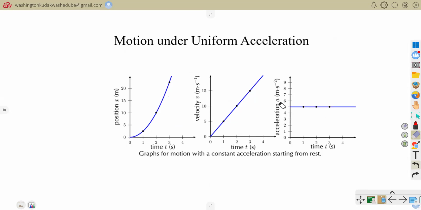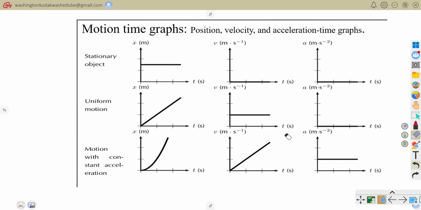So the acceleration time graph has to be horizontal because we are moving at the same constant acceleration value. That is what we refer to as uniform acceleration, that is, uniform rate of change of velocity. So those are the two different motion time graphs, or else two different ways of describing our motion within our syllabus. So this is a summary of our motion time graphs for different scenarios.